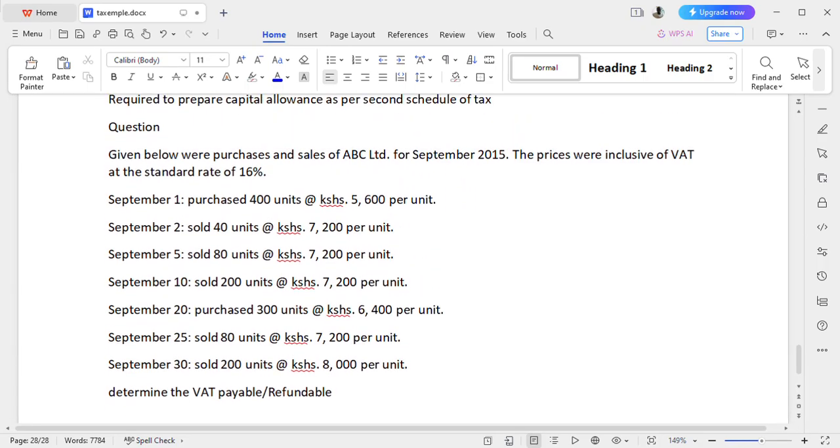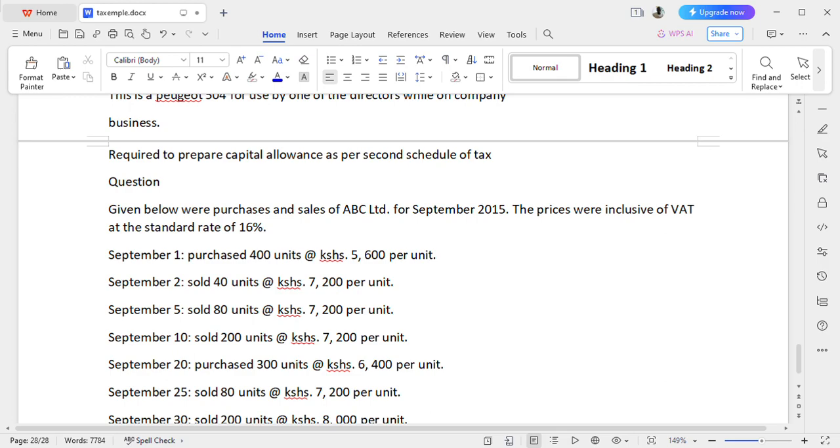Now our last question, which will inform our preparation and presentation of VAT. Given below were purchases and sales of ABC Limited for September 2015. The prices were inclusive of VAT at the standard rate of 16%.